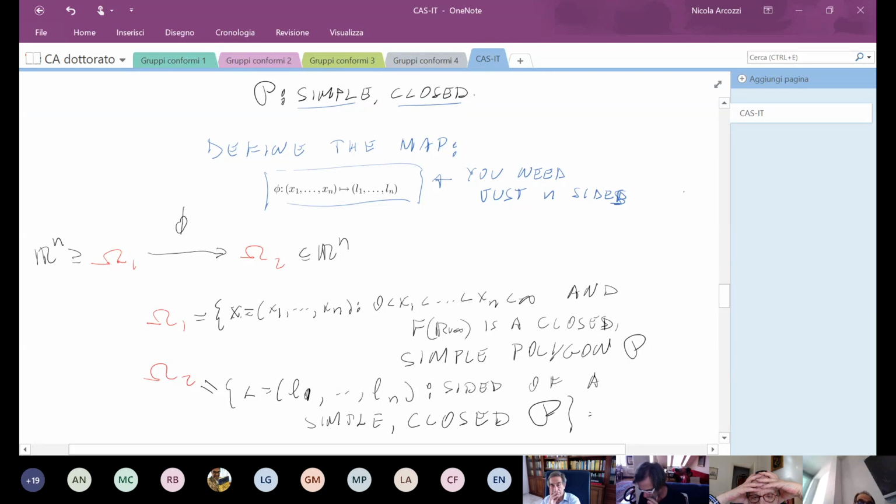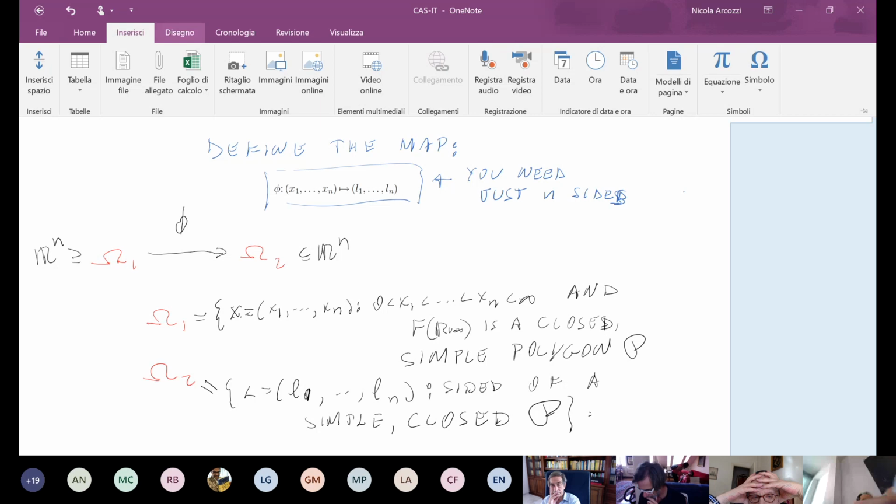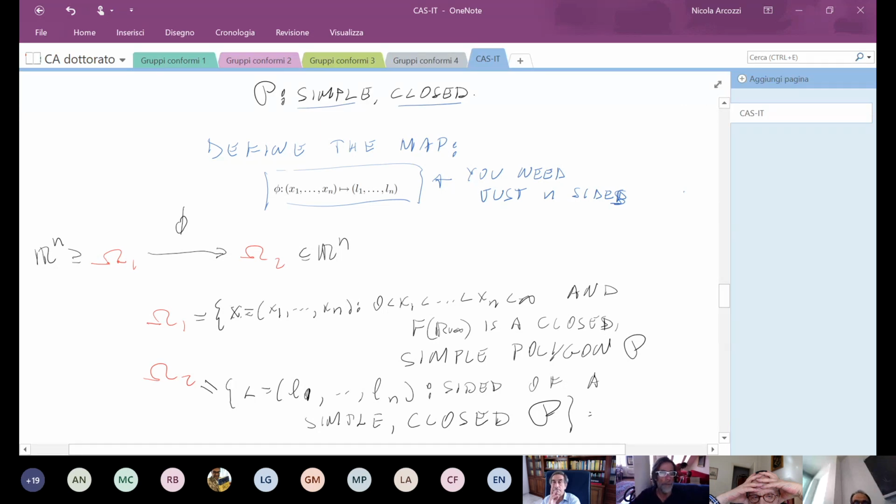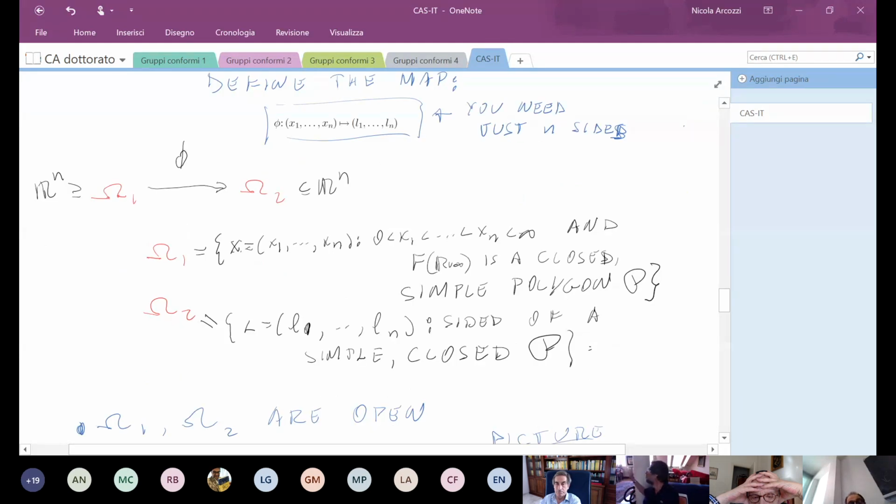Okay. So it is a set like this. Okay. So it is a set doing what it should. And the image, omega 2, it will be the L1, L2, ..., Ln, the sides, I don't know why I write sided instead of sides, of a simple closed polygon P, right? So this way, the map phi is surely into, right?